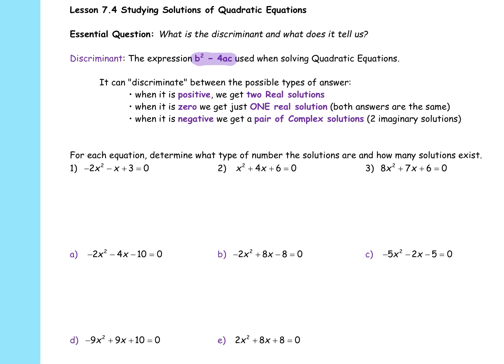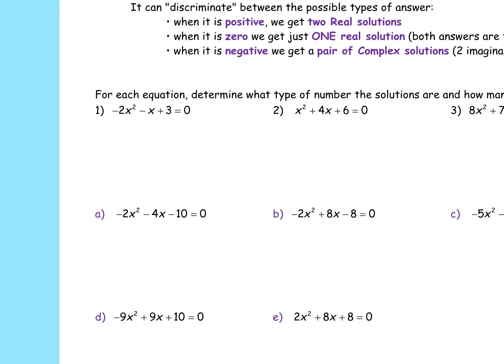Okay, so all I'm going to do is find b squared minus 4ac, right? So I'm going to find a, b, and c, put it into b squared minus 4ac. And then I'm going to say, do I have two real, one real, or two imaginary solutions? And that's it. Okay?